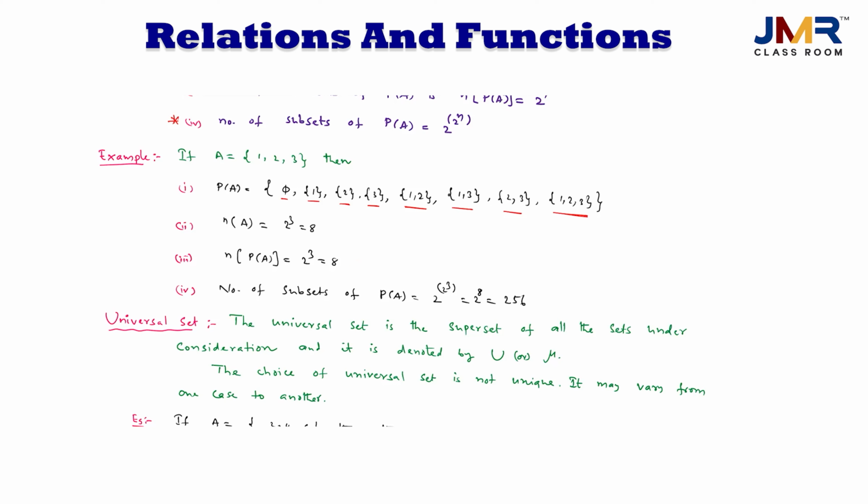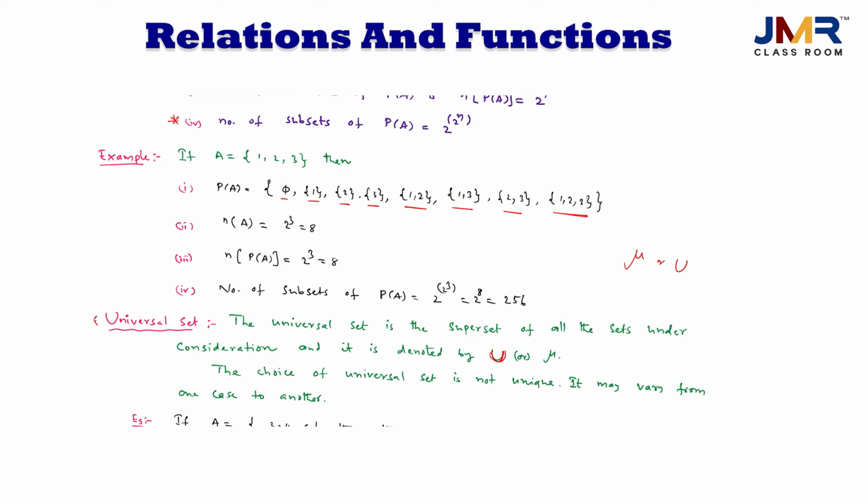Now come to the point, universal set. What is meant by universal set? The universal set is the superset of all the sets under consideration. And it is denoted by the universal letter, first letter U or mu. This is the symbol mu. So universal set is denoted by U or mu.